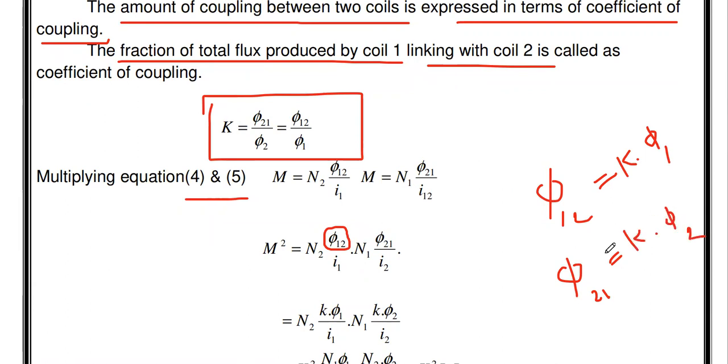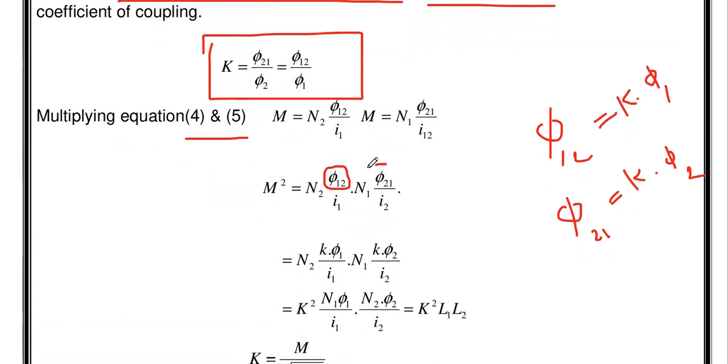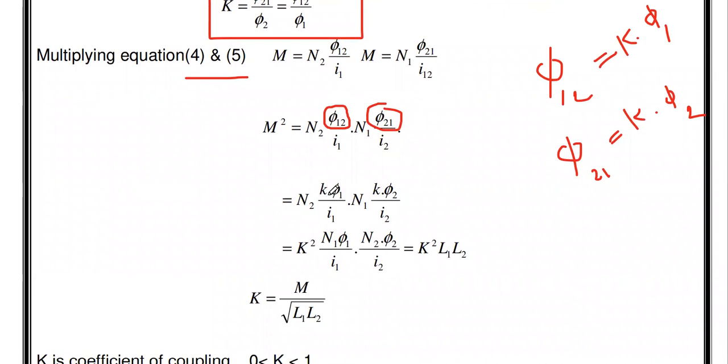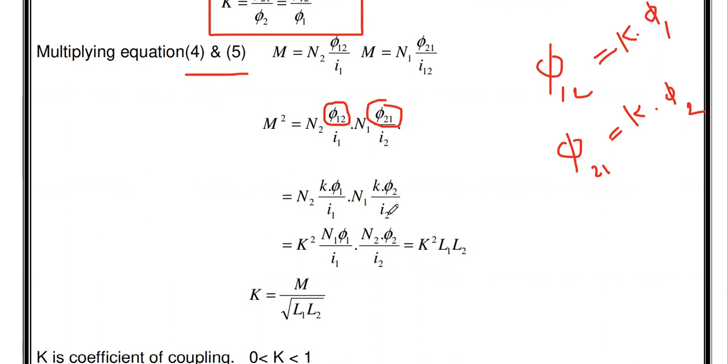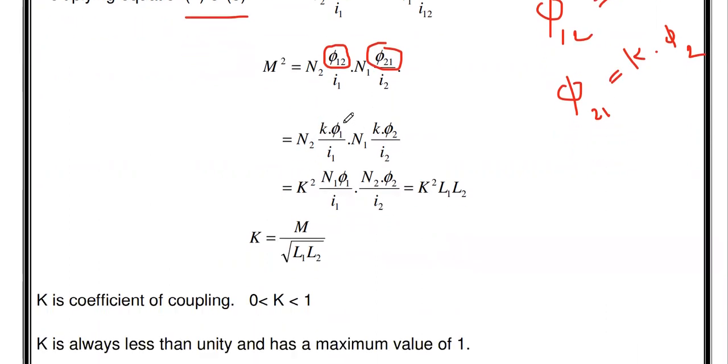So you substitute this phi12 and phi21 value here. Substituting the values, we get N2 into K phi1 by I1, into N1 into K phi2 divided by I2. So here we get K into K, that is K squared, then N1 phi1 by I1, N2 phi2 by I2. Okay, so you can write.